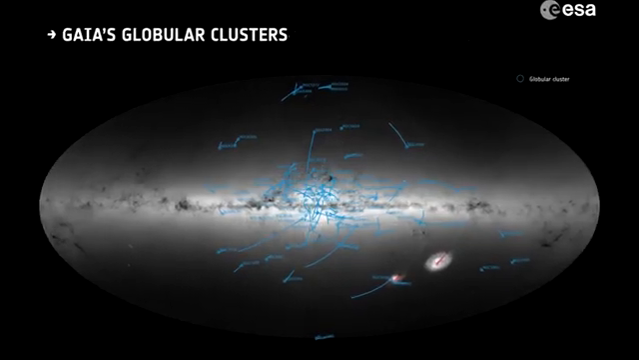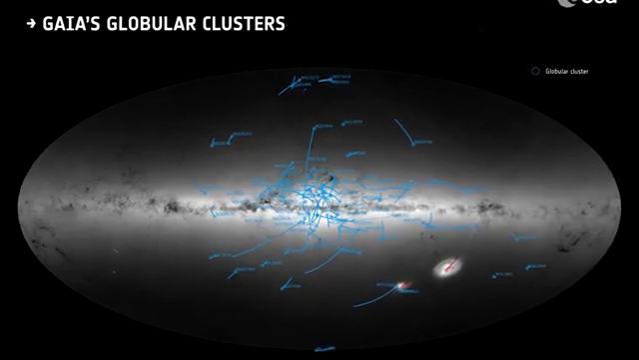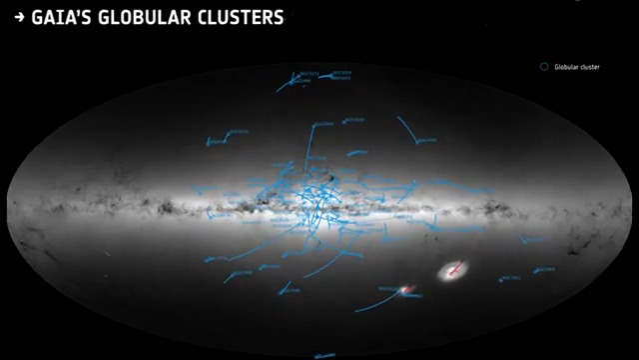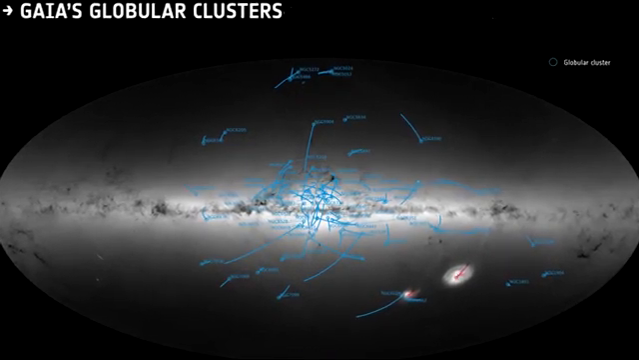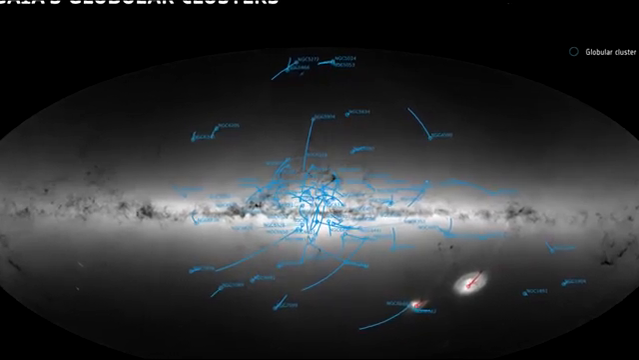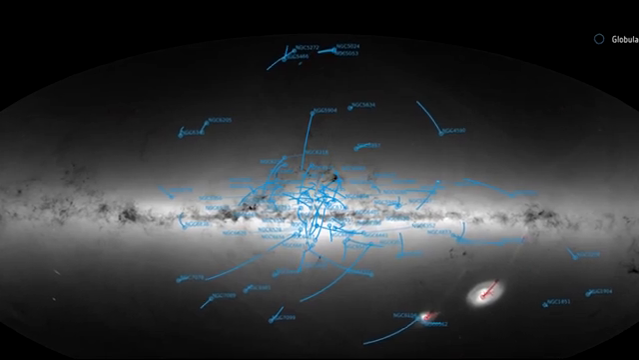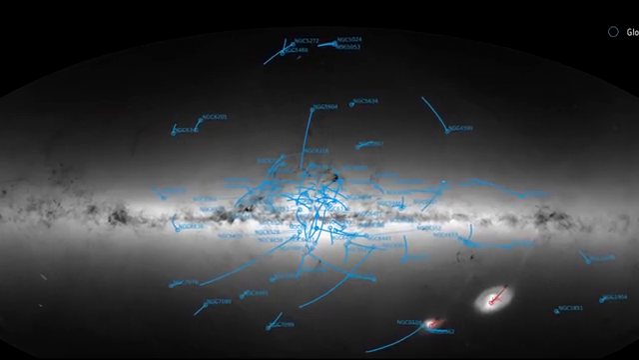In 2018, using both Hubble and Gaia data on globular cluster sizes and velocities, the mass of our galaxy was estimated to be at least 1.5 trillion times the mass of our Sun. This is more than previous estimates and indicates that the Milky Way is among the universe's larger galaxies.